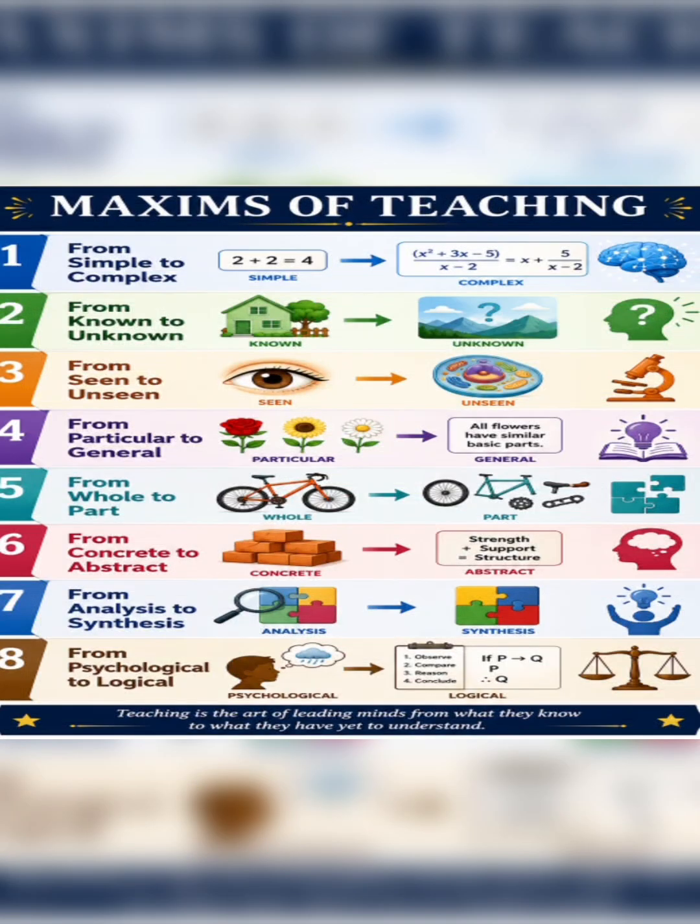Today we are breaking down the 8 maxims of teaching, the ultimate guide for anyone looking to master pedagogy, ace competitive exams, or simply become a legendary educator. Let's dive in without any delay.